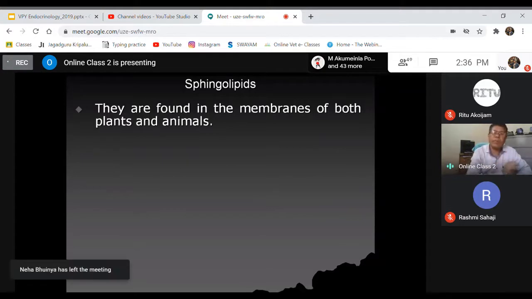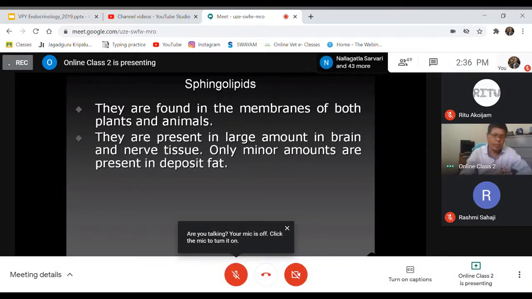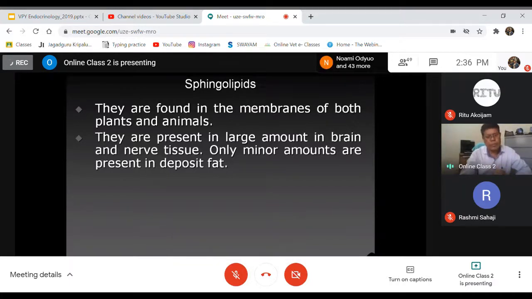So they are found in the membranes of the body of plants and animals. These sphingolipids are present in large amounts in the brain and the nerve tissues. Only minor amounts may be present as deposit fat. So deposit fat is mainly the triacylglycerols. Okay, so most of the sphingolipids will be present in the membranes.